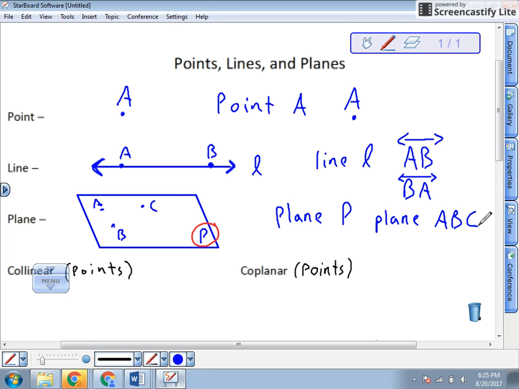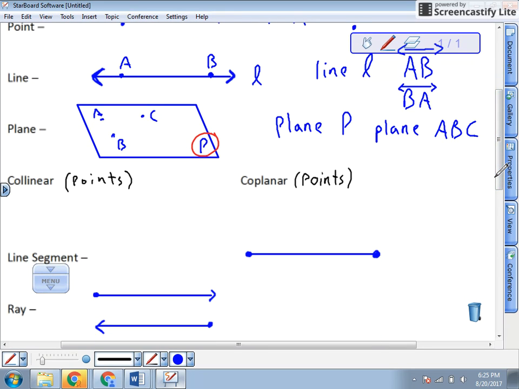Now collinear and coplanar, and I've put points there in parentheses. If you're talking about collinear points or coplanar, that word co, you've probably heard it before, like co-worker. That's someone that works in the same job as you. Collinear points simply means points on the same line, so I'm just going to put same line. If you hear the term coplanar, and they could be referring to points or lines, coplanar again means that idea of same, co. So it's just going to mean the same plane.